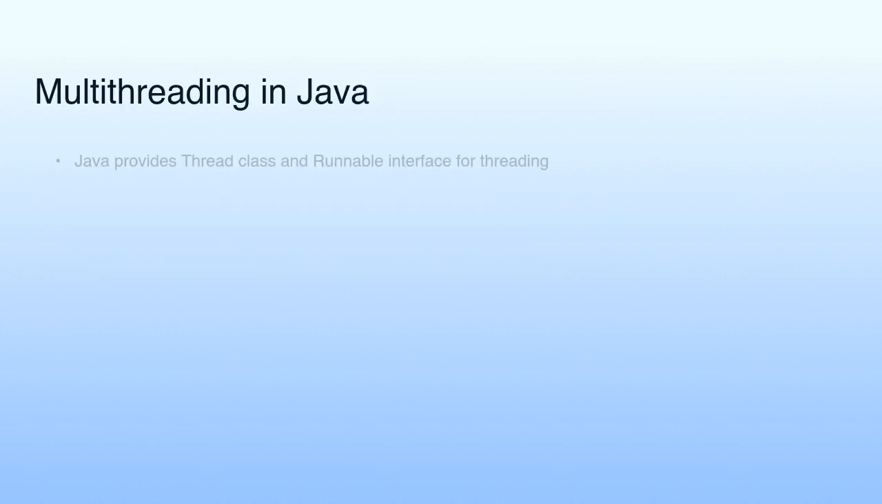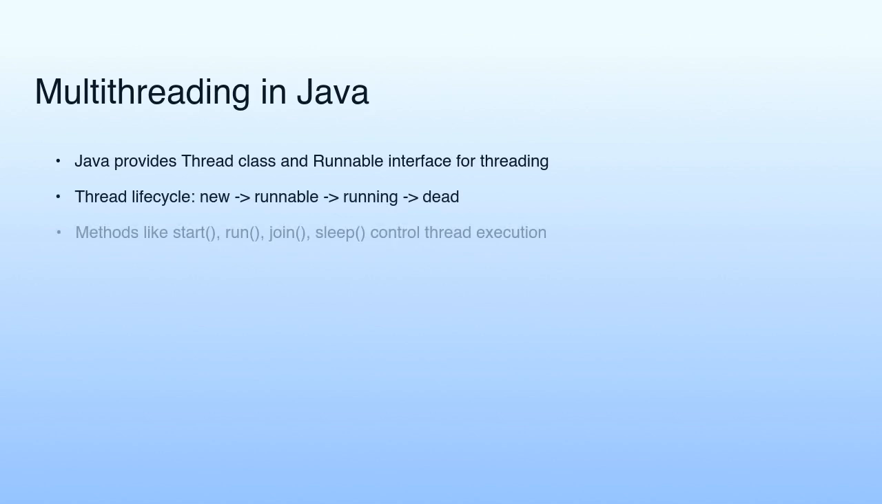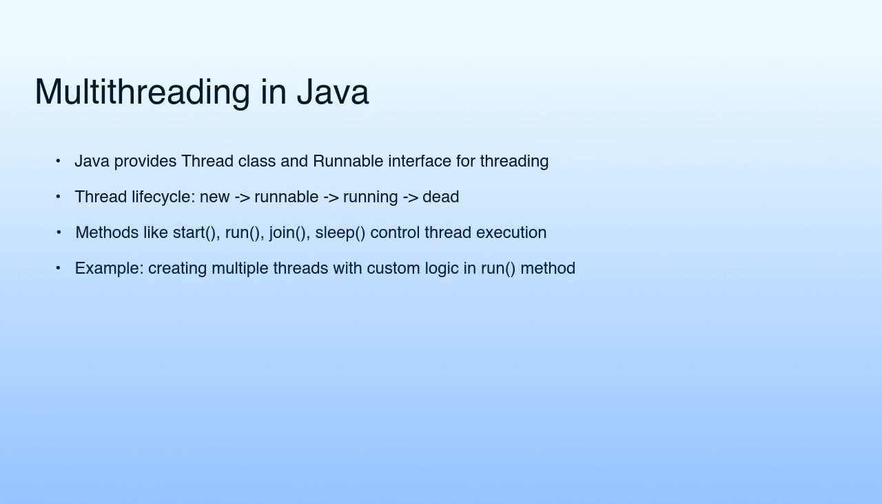In Java, the Thread class and Runnable interface facilitate multithreading, with methods like start, run, join, and sleep controlling the thread lifecycle from creation to termination and allowing developers to implement custom logic within the run method.